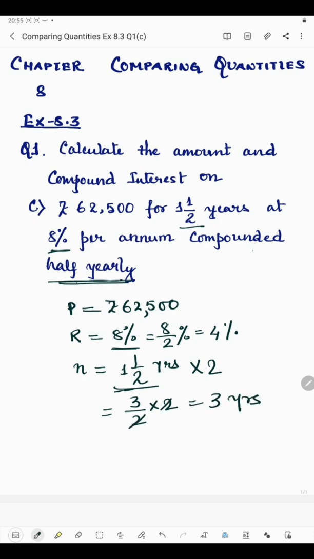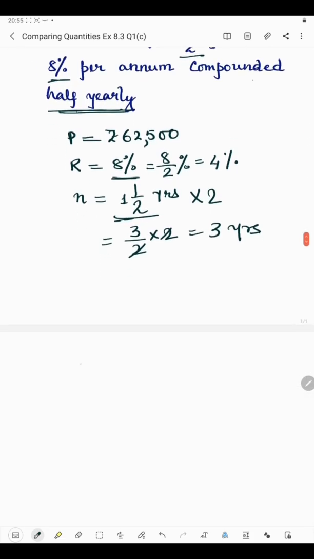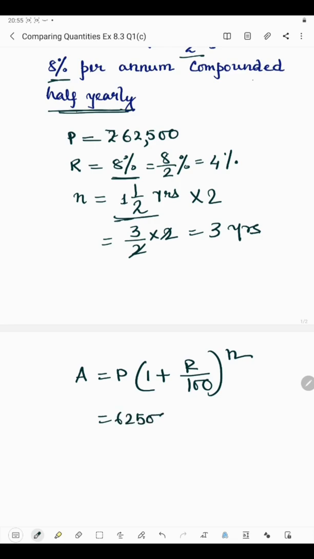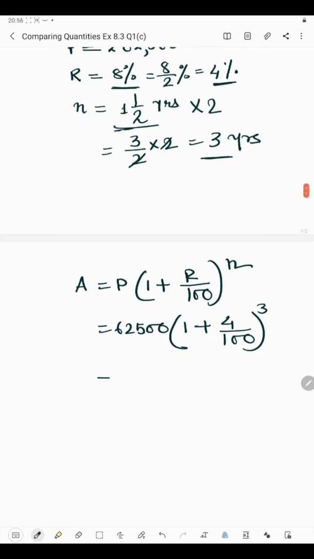Now we will find the amount by using the same formula, which is A equals P into (1 plus R by 100) to the power n. Now P is 62,500 multiplied by 1 plus R, which is 4%, so 4/100, to the power 3. N is 3 here. Now 62,500 multiplied by 1 plus, we will convert it into reduced form. 4 ones are 4, 4 25s are 100, so it's (1/25) whole to the power 3.